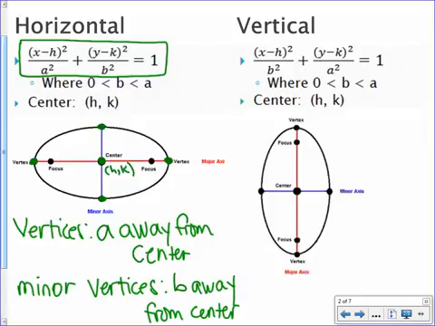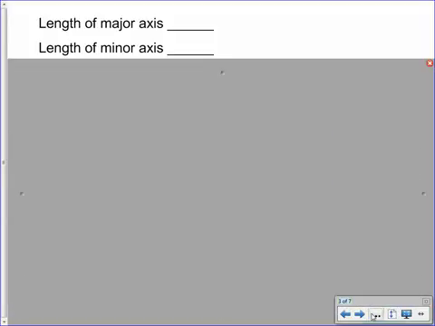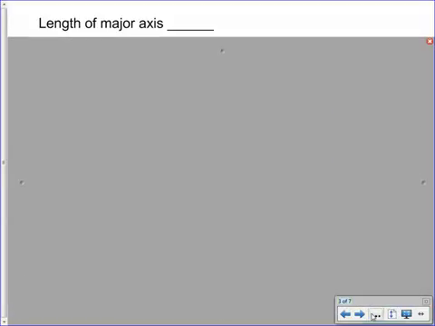Couple things I want to talk about before we actually go to graph one of these. Okay? First thing. The major axis. Layton, how long is the major axis? Total. 2A? Very good. The center to the vertex is A, so if we look at the entire major axis, it has length 2A.